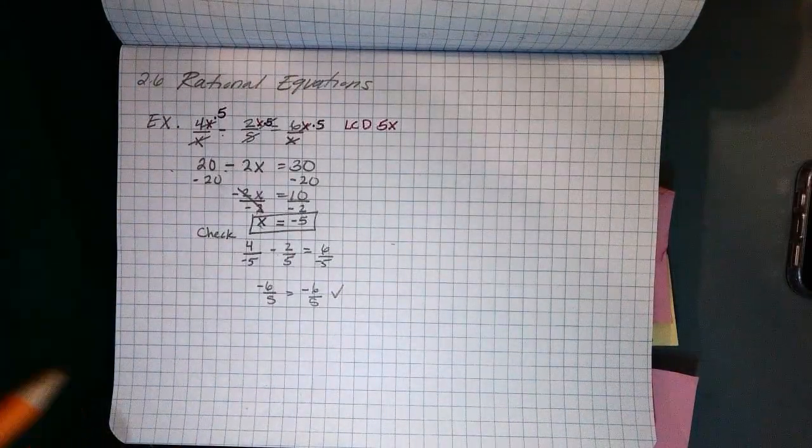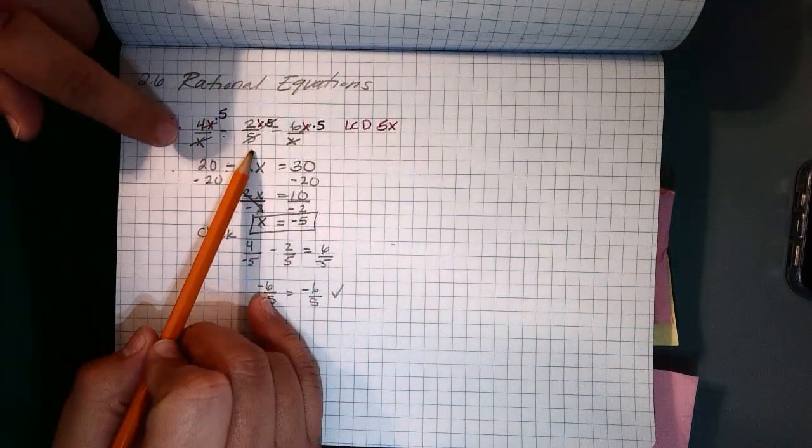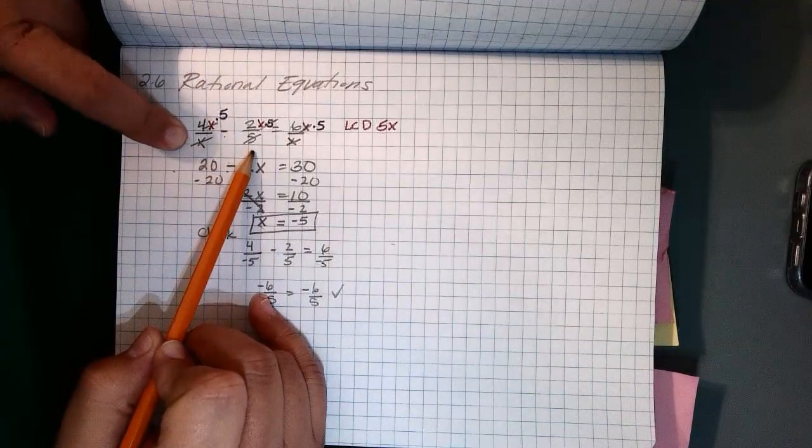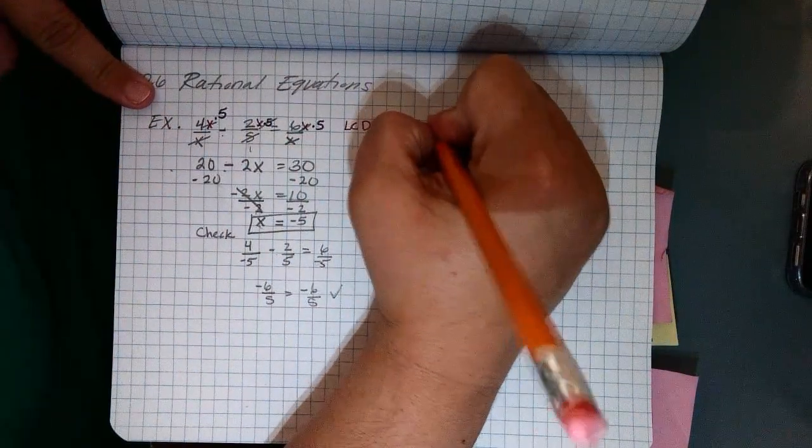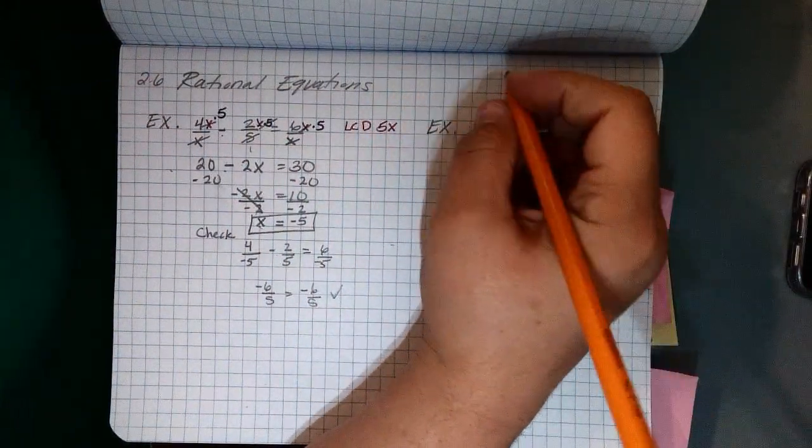Okay, so I had a constant and I had a variable in the denominator. I had to multiply by both of them. Let's take another look here.